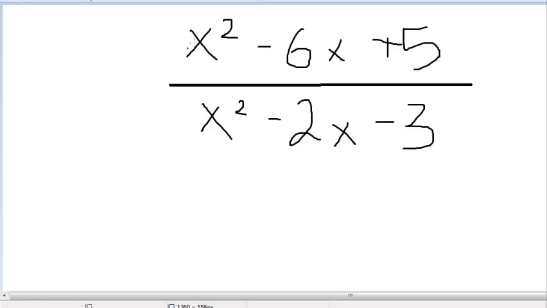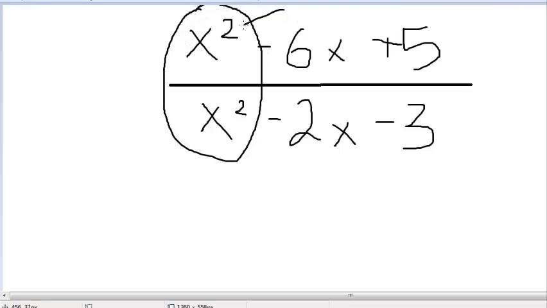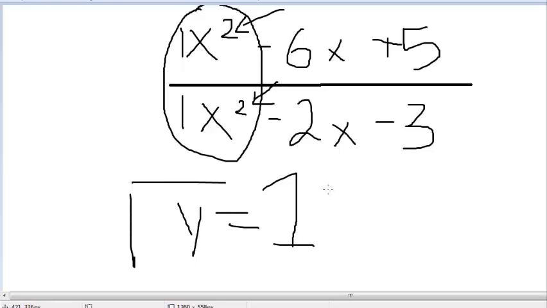So we determine this by looking at these first x values here, and we're noticing that the degree is the same in both of them. They're both to the power of 2. So we know that there's going to be a horizontal asymptote, and the coefficients here, they're not written, but they're 1 and 1. So 1 divided by 1 is 1. So we know that our horizontal asymptote is y equals 1.